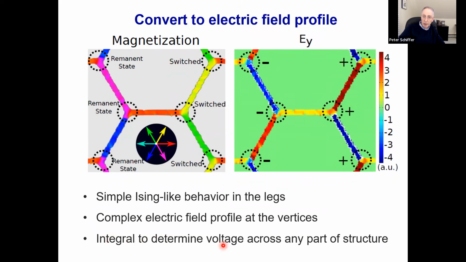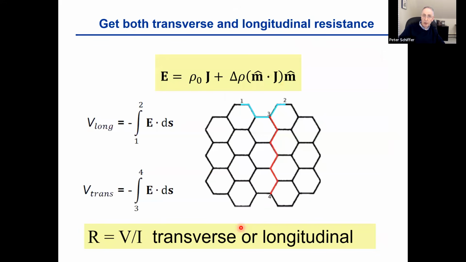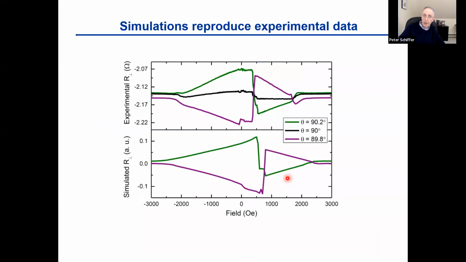And then what we do is we integrate the electric field to get the voltage. So you'll all remember first year physics, the voltage is the integral of E dot ds. And so we just integrate the voltage going across to get the longitudinal resistance, and going across here to get the transverse resistance.